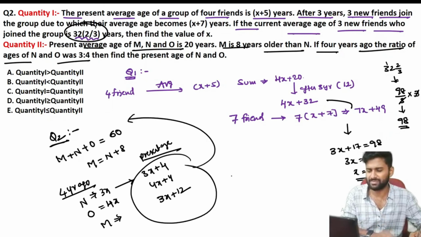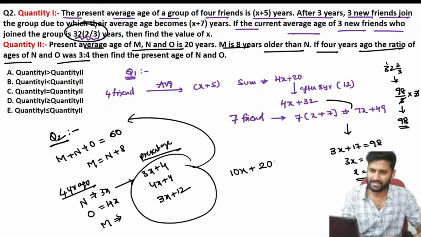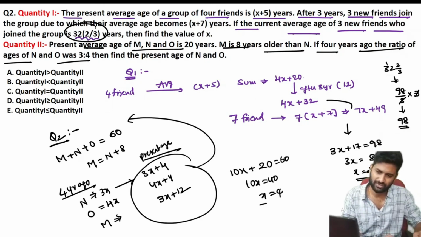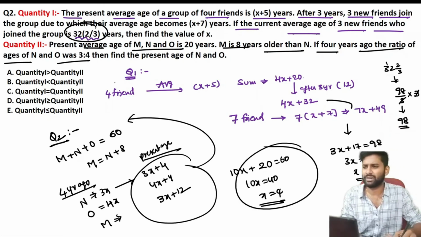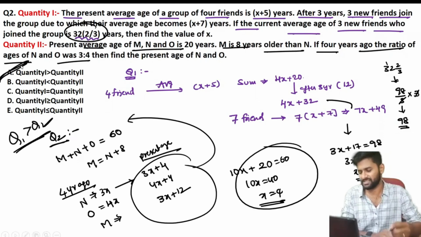So add all those numbers, you will get 10x plus 20 is exactly equal to 60. Now you will get 10x is equal to 40, then x is equal to 4. So definitely, whatever quantity 1 is, it is always greater than quantity 2. Option A is the correct answer.